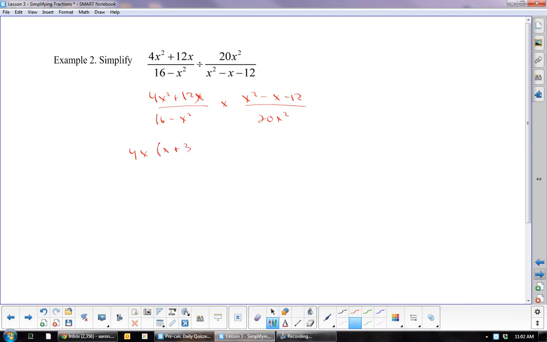Difference of squares, which would be 4 minus x, 4 plus x. This is actually a good question because it's got a little quirk in it. Okay, times two things that multiply to give me negative 12, x minus 4, x plus 3, and 20x squared is just 20x squared.